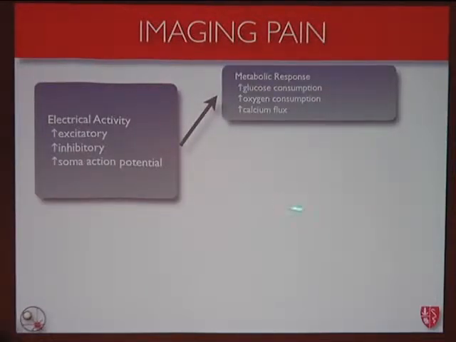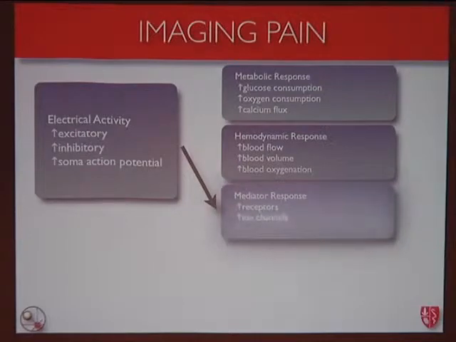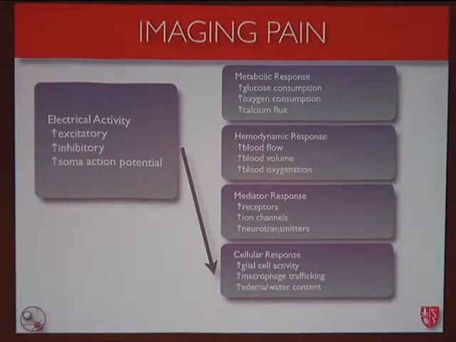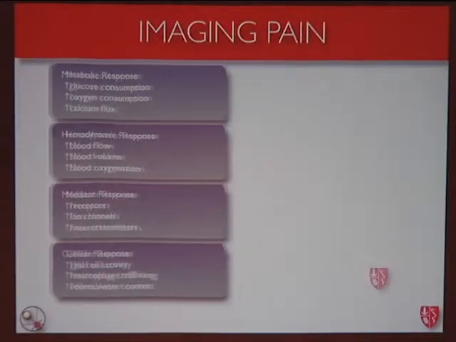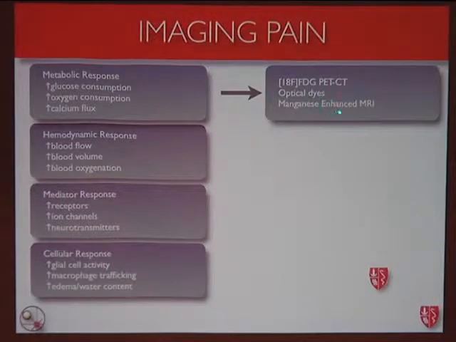And there are a variety of different modalities that we can look at: metabolic response that we heard today, like oxygen consumption in terms of BOLD, hemodynamic response which MRI can also do, a variety of mediator response, so increased receptors, ion channels, neurotransmitters, cellular response as we've heard about, glial cell activity, macrophage activity. And all of these have imaging correlates. So for metabolic response, we have a variety of imaging modalities, including FDG PET, CT, manganese-enhanced MRI, which I'll talk about later.